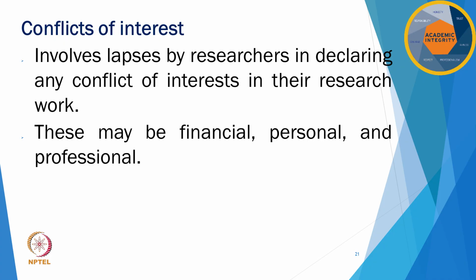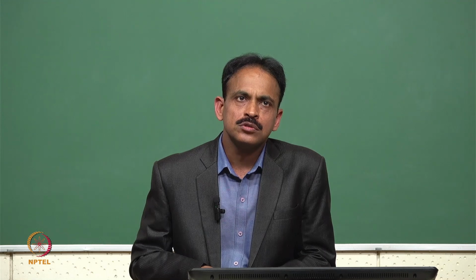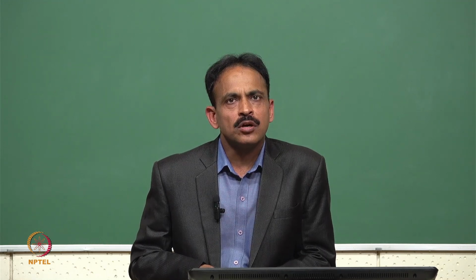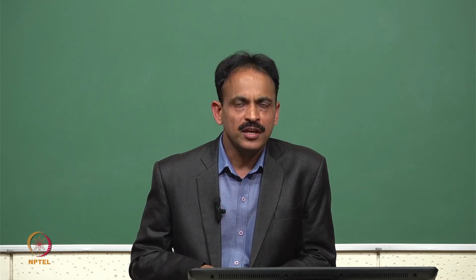Conflict of interest is another kind of academic misconduct. This can be classified under general scientific misconduct and involves lapses by researchers in declaring any conflict of interest in their research work. These conflicts of interest may be financial, personal, and professional, and need to be reported appropriately to avoid any ethical issues. Conflict of interest is not restricted to personal or financial gain. It extends to a large gamut of professional academic activities, which includes peer review, serving on various committees, etc.